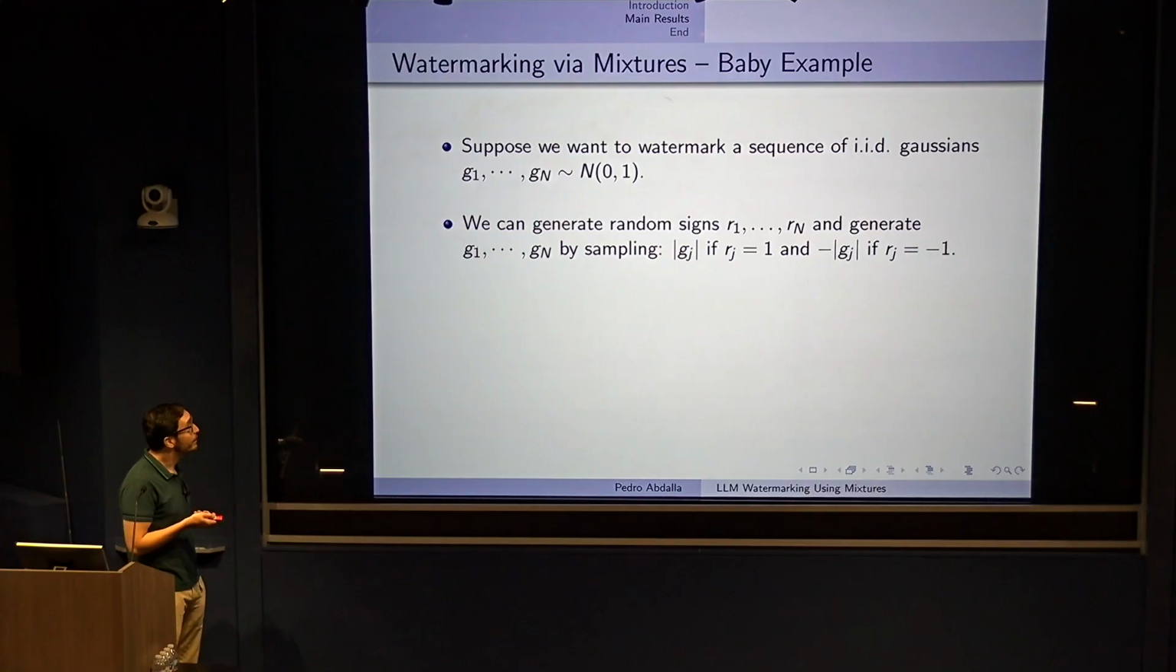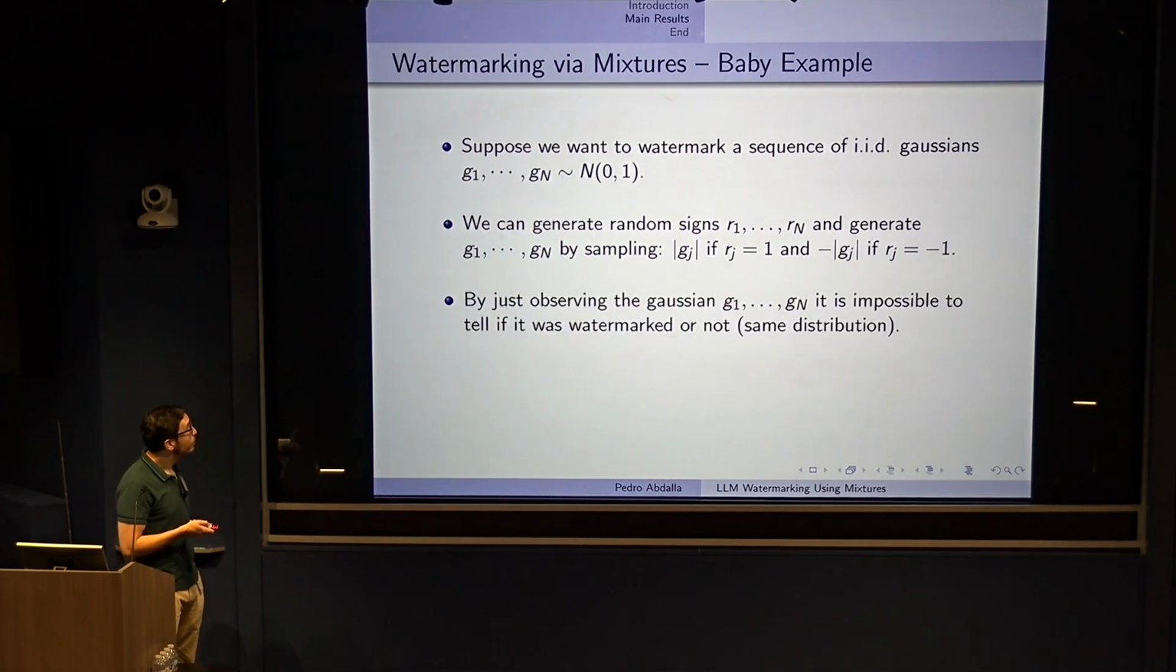Well, we could generate signs, R1 to Rn, and generate the Gaussian by sampling from a folded normal distribution if the sign is equal to 1, and minus the folded normal distribution if the sign is minus 1. So you mixture two folded normals, right? One positive and one negative. This exactly gives a Gaussian.